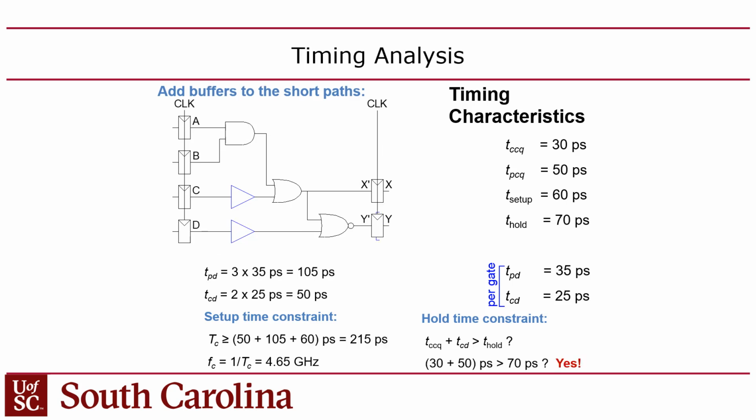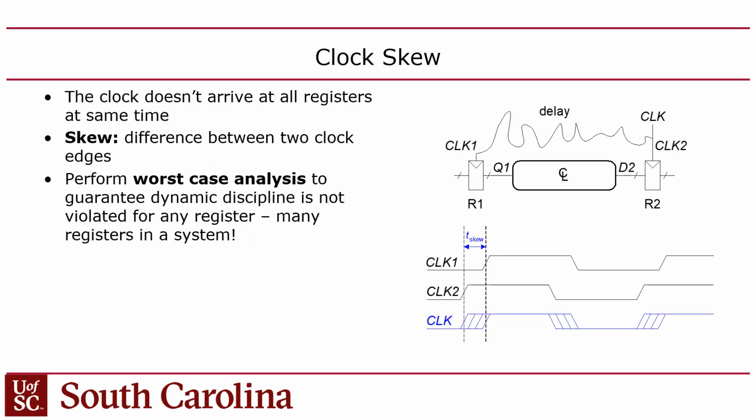Yeah, 80 picoseconds, which is more than 70, which means we're good, right? Okay, but there's one other thing you have to worry about. All of that assumes that the clock is the same everywhere, that every flip-flop sees exactly the same clock. I mean, they do see the same clock, but is the clock synchronized everywhere? It's not, because you have this thing called clock skew.